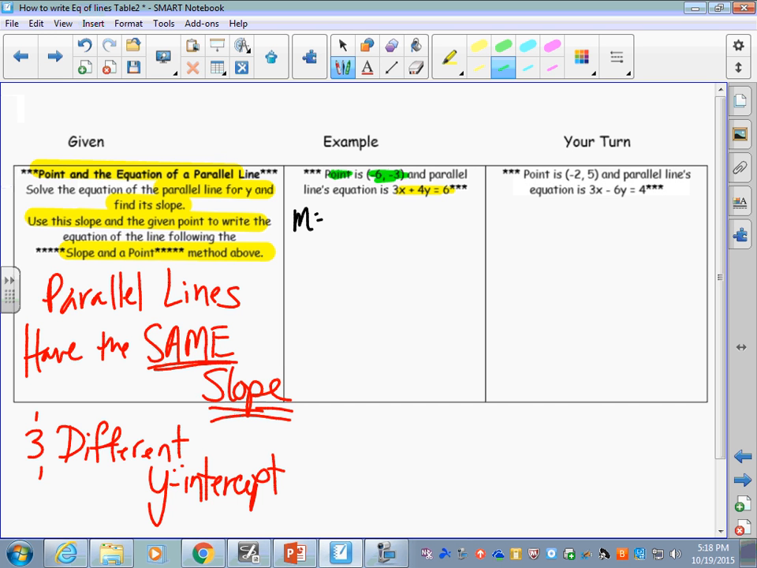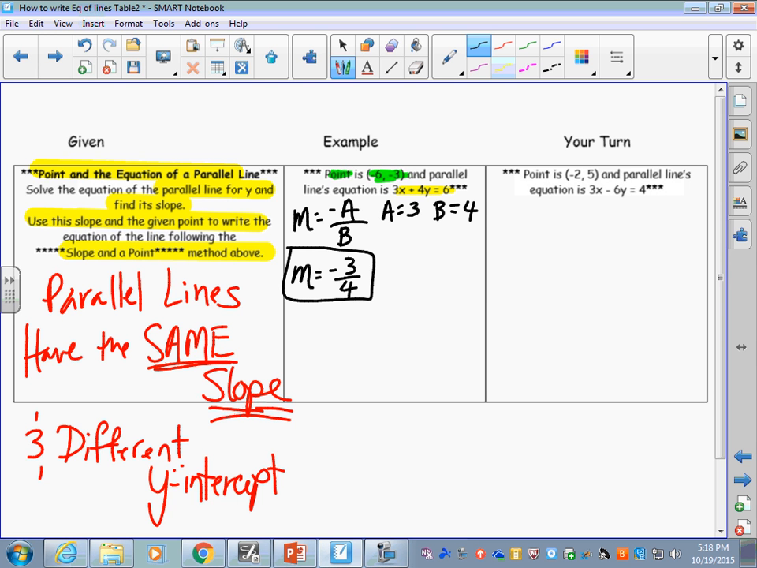So first I'm going to start with the equation, the form. And to get to the slope whenever it's in standard form, we use -a over b. Well, in this problem, the a is 3 and the b is 4. So the slope would be -3 over 4.